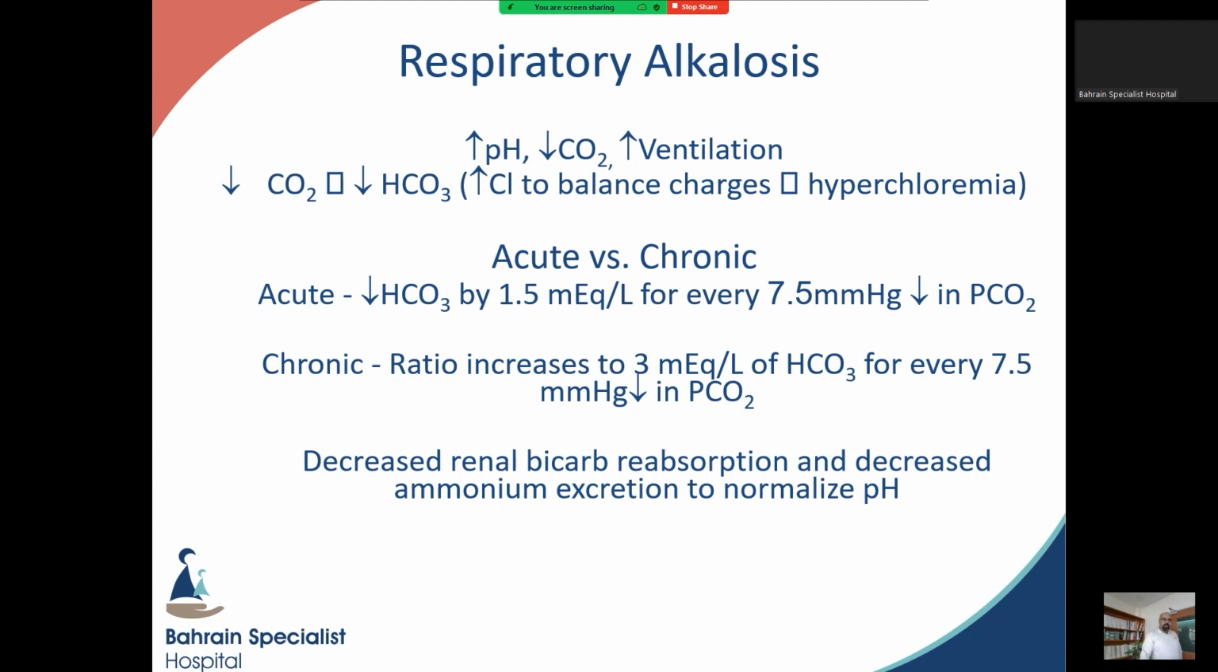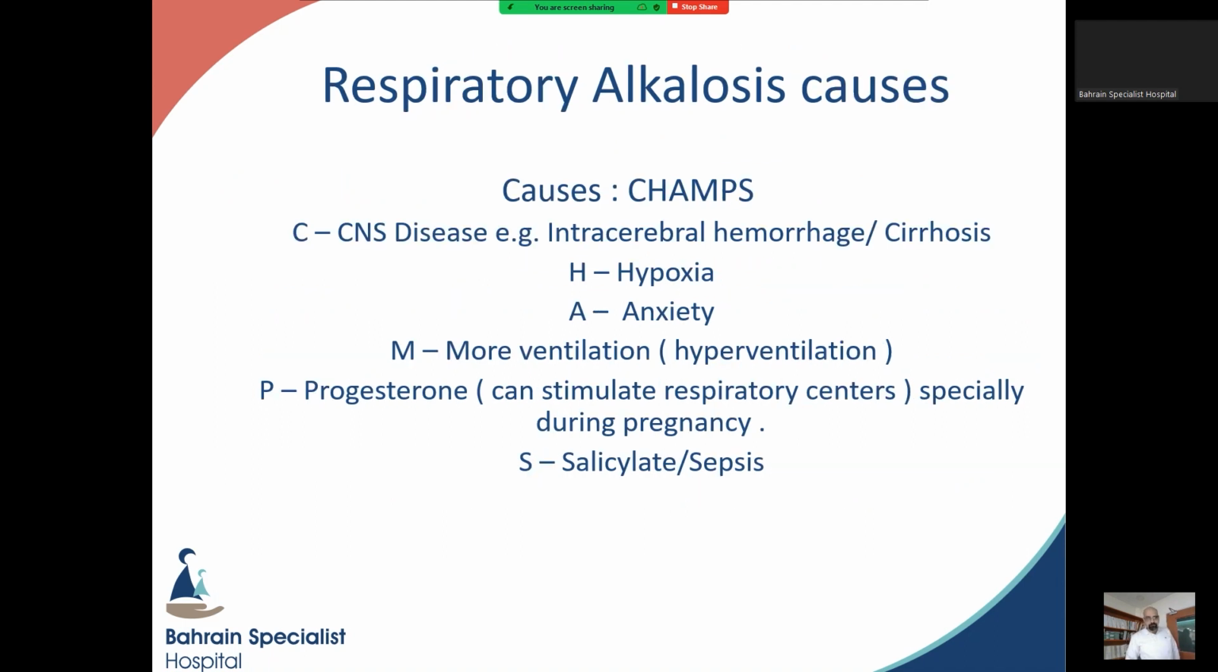Again, acute and chronic. In the acute case here, the HCO3 will decrease because my body is already alkali. So I want to excrete HCO3 by 1.5 milliequivalents per liter for every 7.5 millimeters of mercury decrease in PCO2. In the chronic case, the ratio increases to 3 milliequivalents per liter of HCO3 for every 7.5 millimeters of mercury in PCO2. Decreased renal bicarb reabsorption and decreased ammonia excretion normalize the pH.